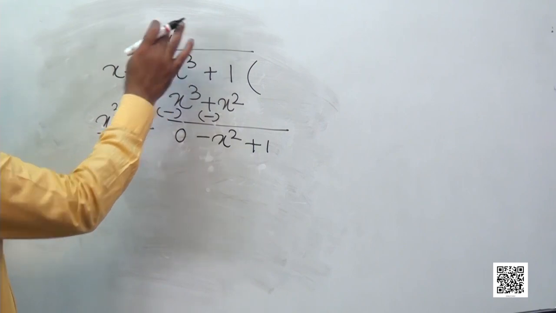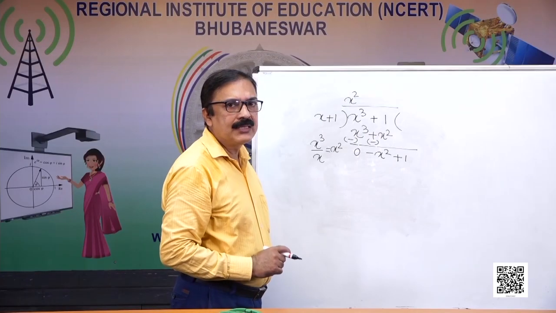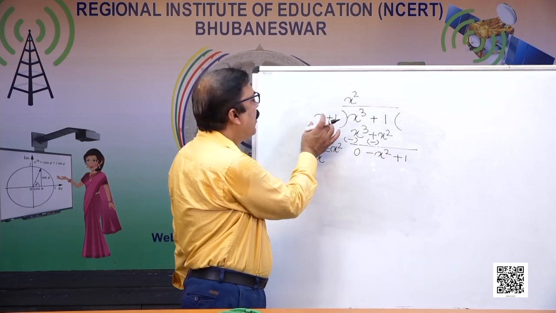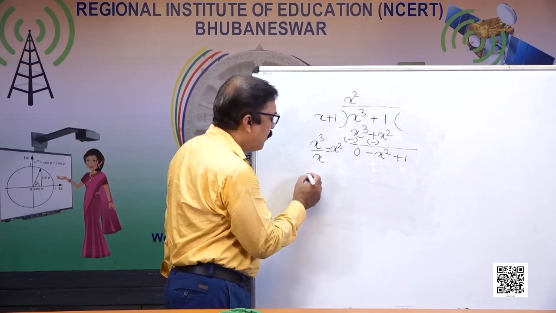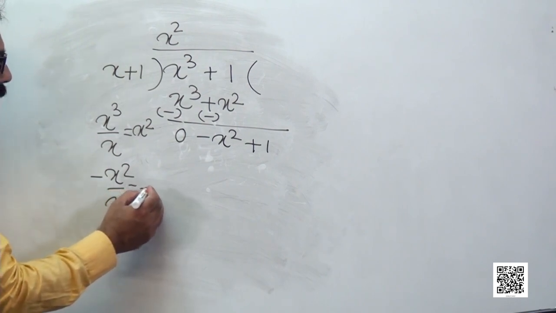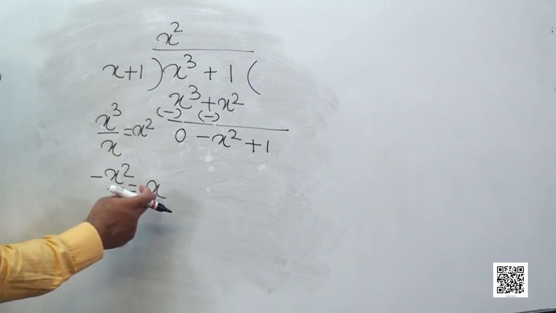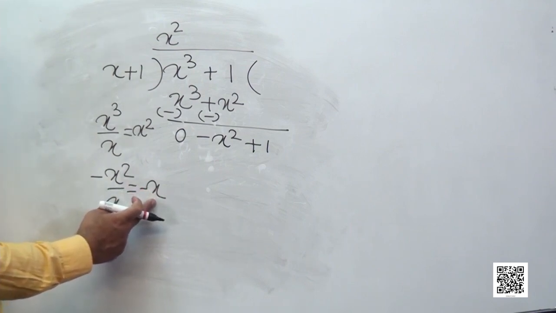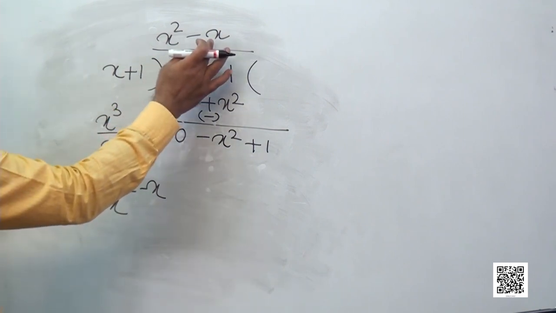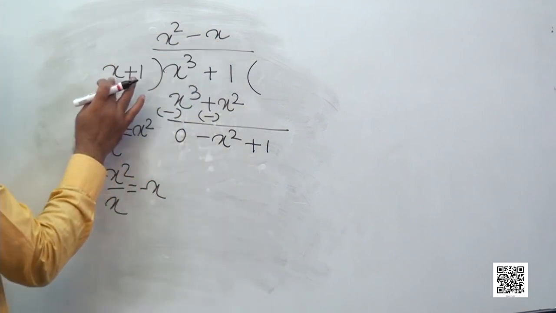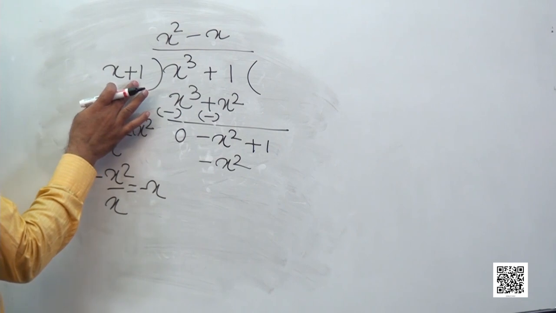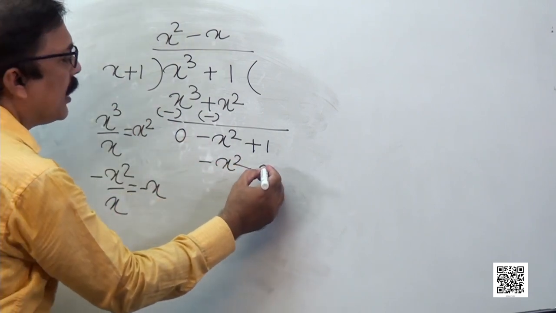How to get the second term of the quotient? To get the second term of the quotient, we have to divide the first term of the new dividend by the first term of the divisor. That means minus x square by x, and this gives minus x. So our second term of the quotient is minus x. So minus x into x plus 1: minus x into x gives minus x square, and minus x into plus 1 gives minus x.